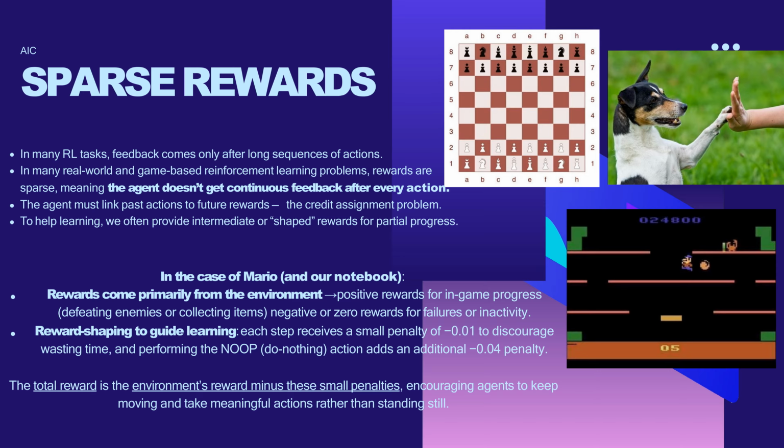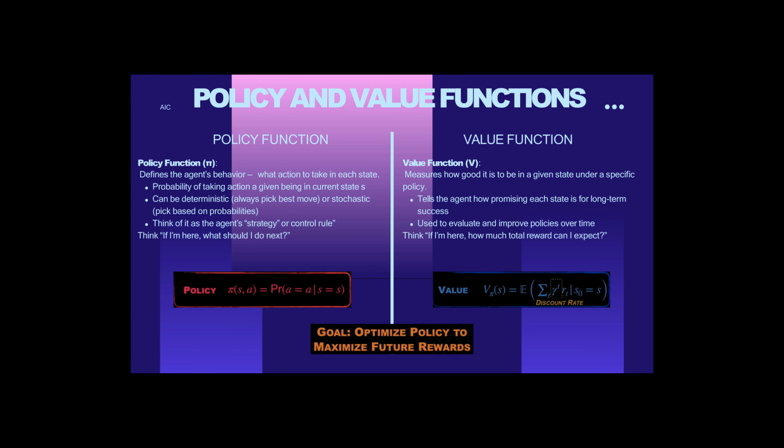For example, in a game like Mario, the agent receives positive rewards for defeating enemies or collecting items, but it also faces penalties for inactivity. This encourages the agent to keep moving and taking meaningful actions rather than just standing still. Slide 6, policy and value functions. Now let's discuss two important concepts in RL, policy functions and value functions.